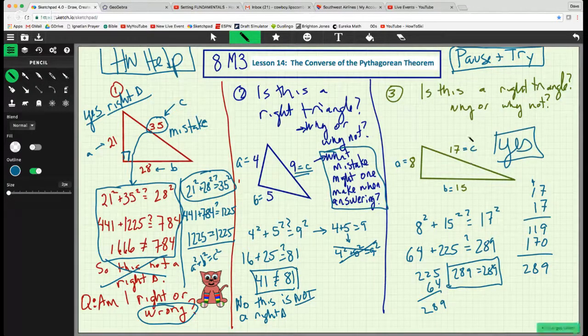And where does our right angle go? It goes opposite our hypotenuse. So this is our right angle. It's always good to label that guy.